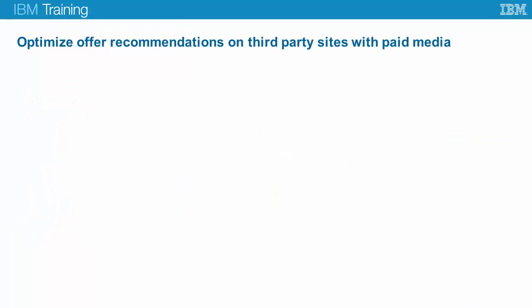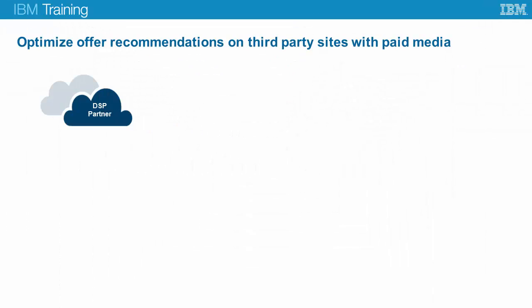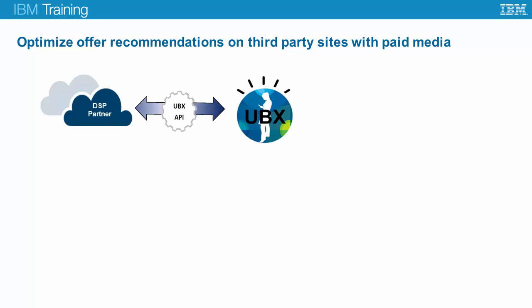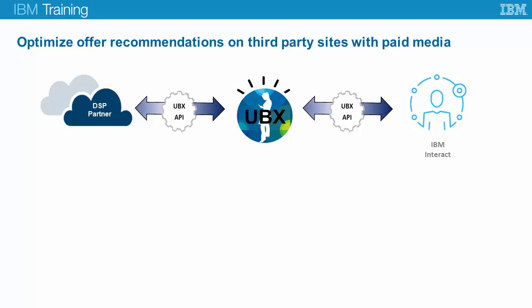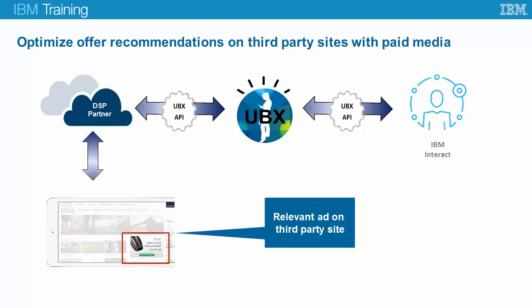Another use is to optimize offer recommendations on third-party sites with paid media. If a visitor views a product on a website, that data can be sent to a demand-side platform, or DSP. The DSP can send that data to UBX and receive ad recommendations from IBM Interact. The DSP can then bid for and display an ad for the product on a third-party site.